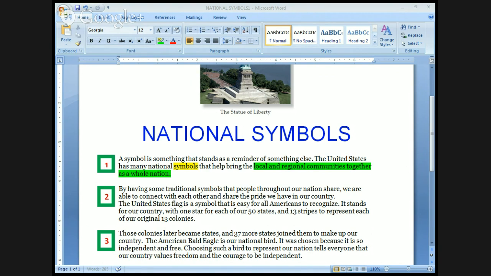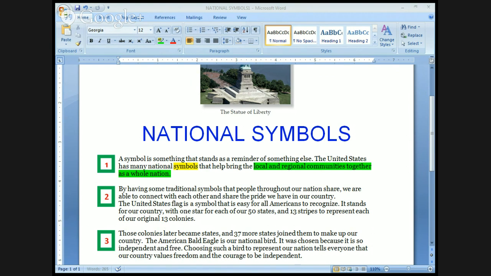By having some traditional symbols that people throughout our nation share, we are able to connect with each other and share the pride we have in our country. The United States flag is a symbol that is easy for all Americans to recognize. It stands for our country, with 1 star for each of our 50 states and 13 stripes to represent each of our original 13 colonies.